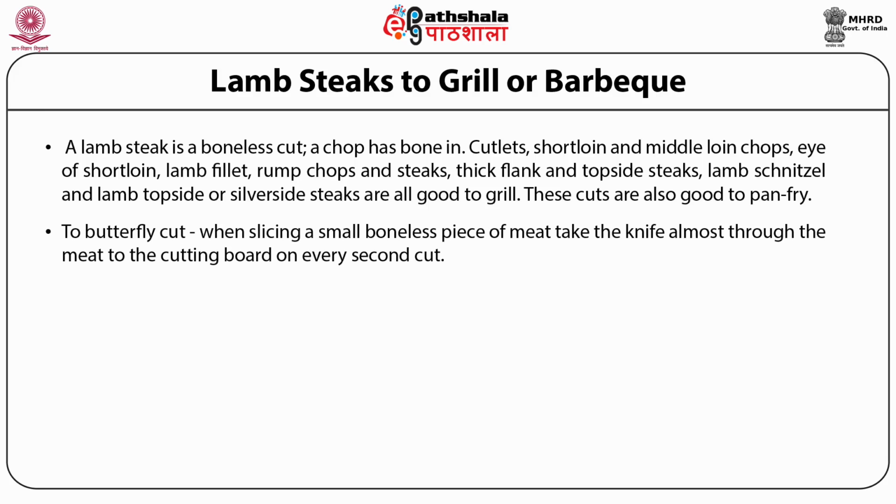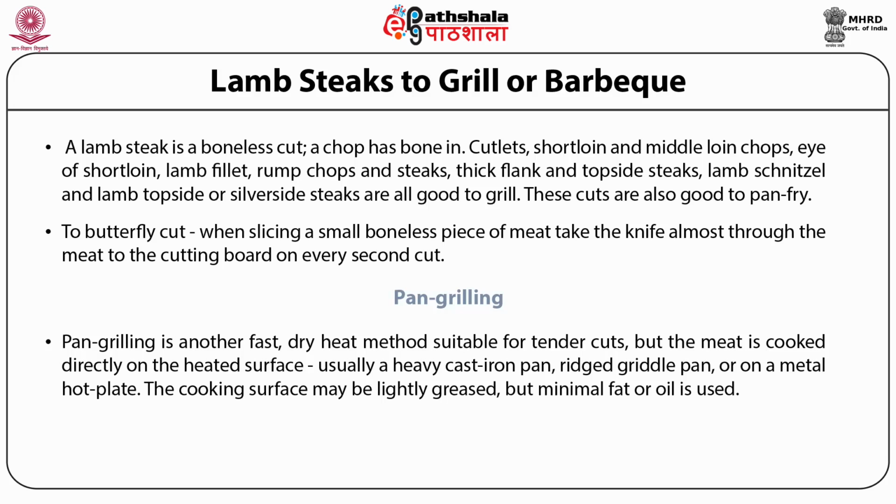To butterfly cut: when slicing a small boneless piece of meat, take the knife almost through the meat to the cutting board on every second cut. This produces hinged slices which can be opened out flat like a book, thus giving double-sized pieces. A butterfly leg is a boned leg opened out flat.